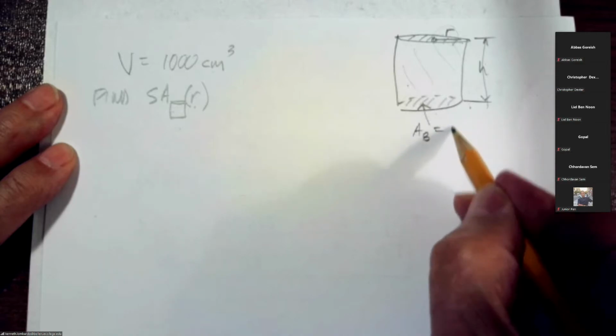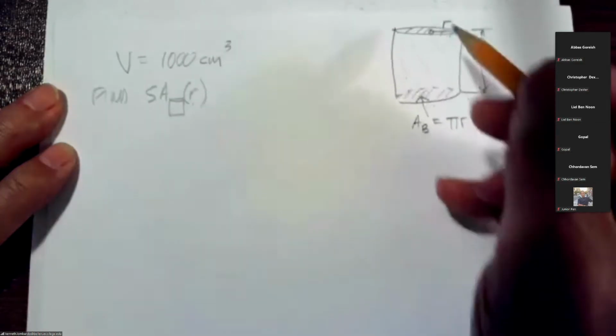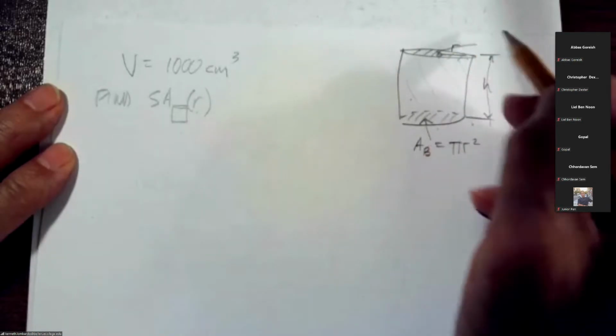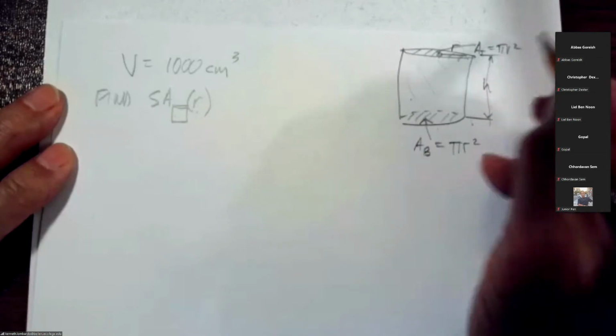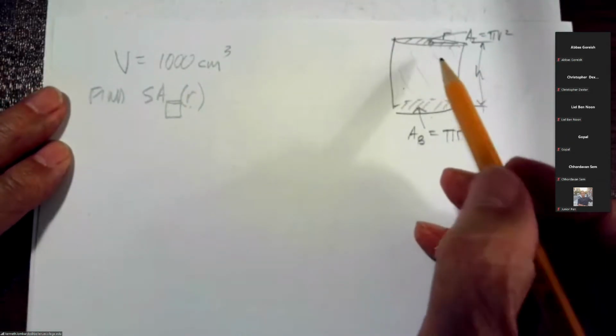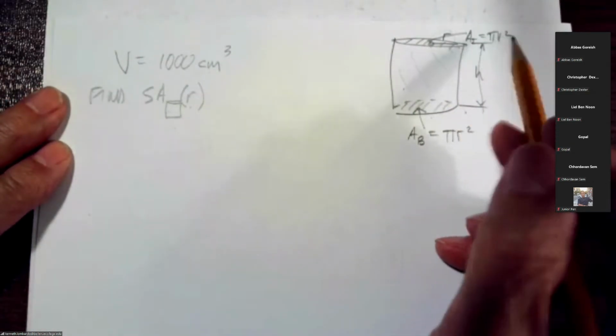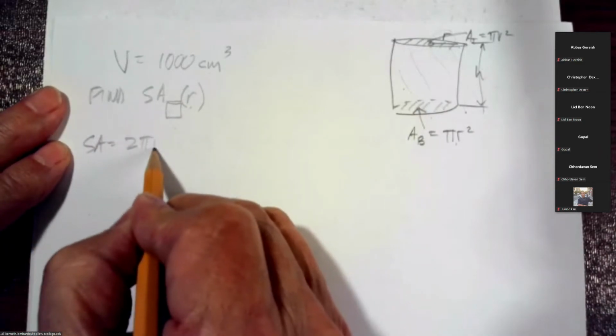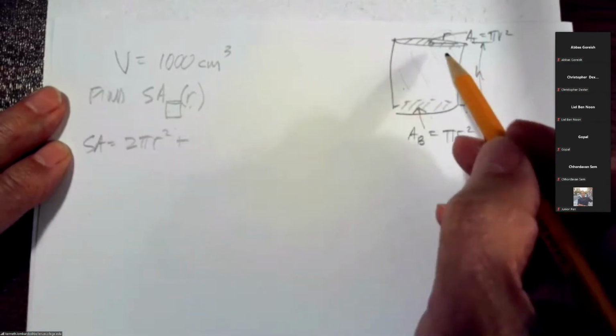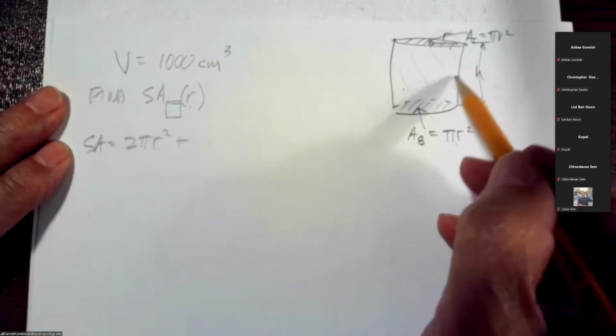Pi r squared. Pi r squared. And how about the top up here then? Going to be the same value. Pi r squared. Okay. So the surface area is going to be pi r squared plus pi r squared. So it's going to be 2 pi r squared plus the surface area of the side.